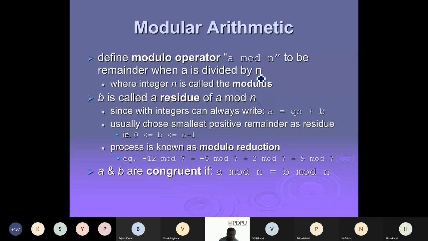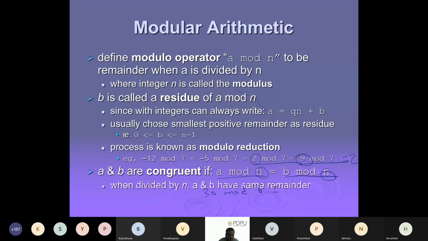Now, if we find two numbers that give the same modulo answer, for example 9 mod 7 and 2 mod 7, ultimately what is my remainder? That is always 2, right? So this 2 and this 9 are called congruent. Make sure we are using the same n here. We are not changing the n, we are changing the a and b.